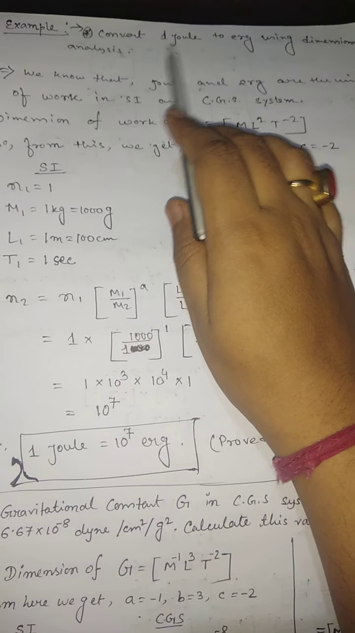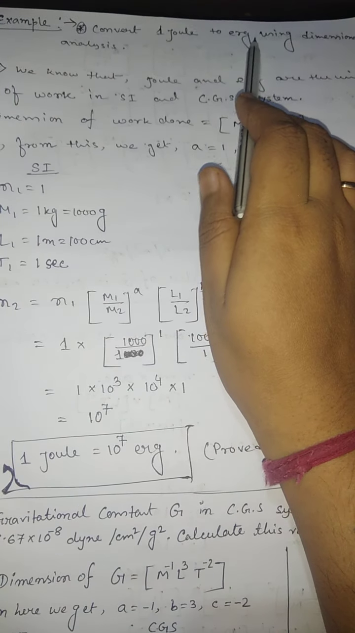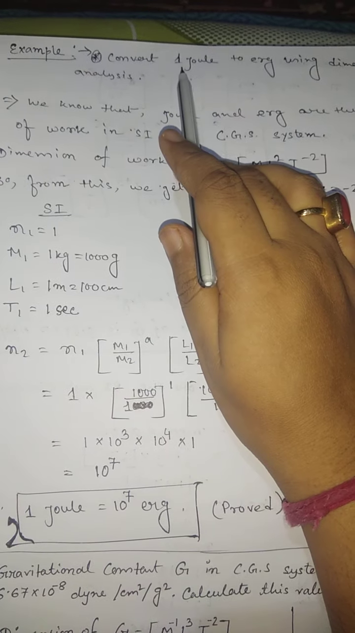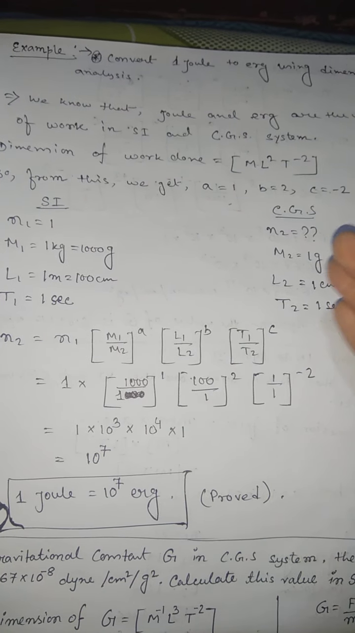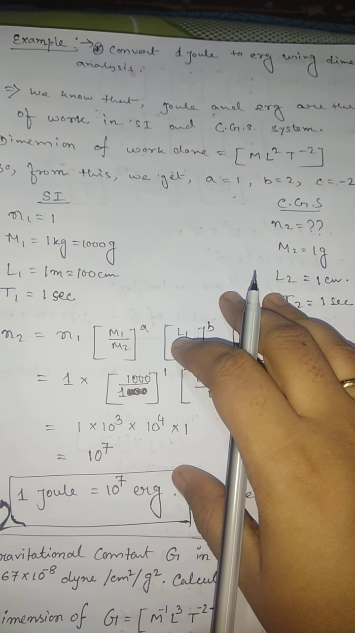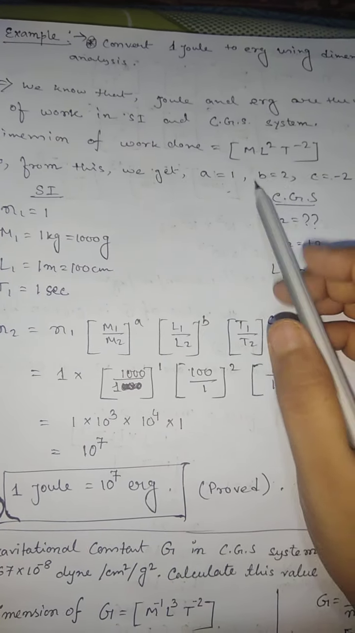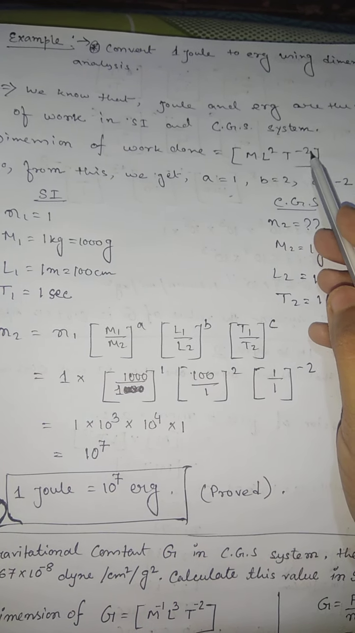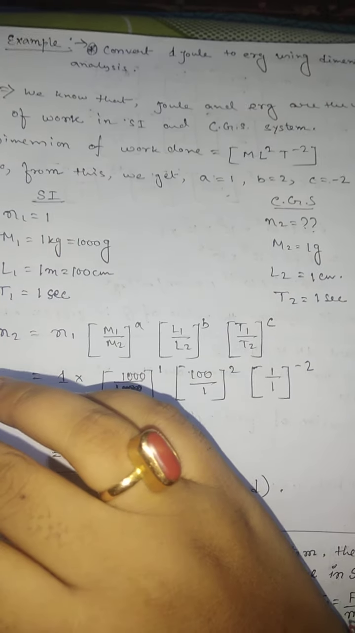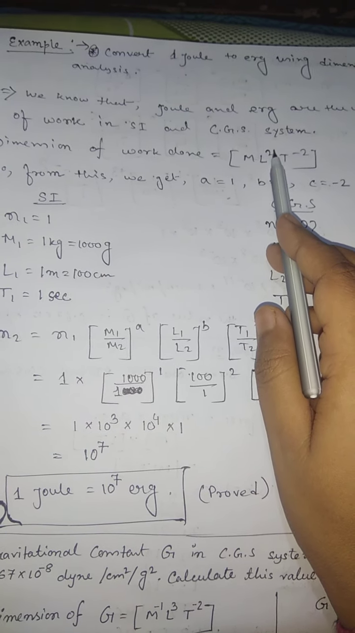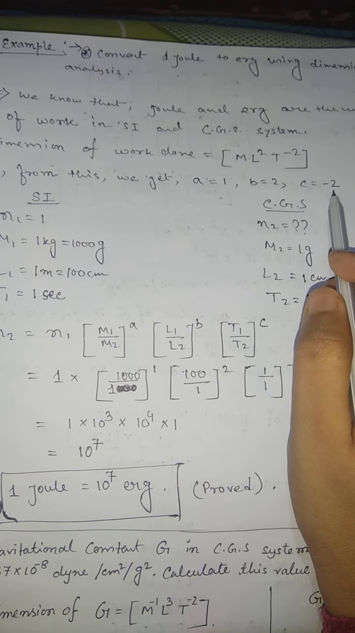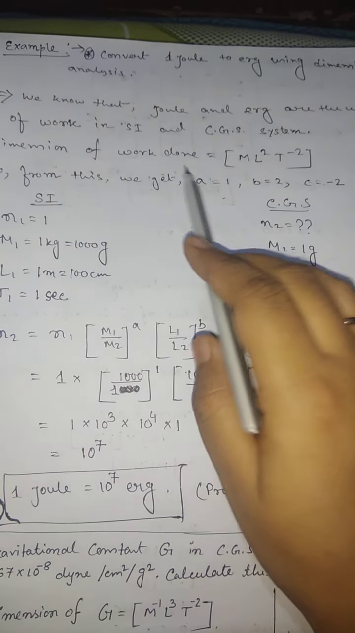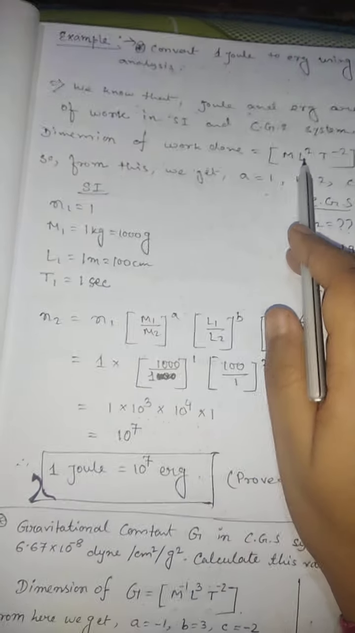First example, convert 1 joule into erg using dimensional analysis. We know that joule and erg are the SI unit and CGS unit of work. The dimension of work done is M L square T to the power minus 2. So if we compare with that equation, this is A, this is B, this is C. So A equals 1, B equals 2, C equals minus 2. So we get the value of A, B, C from this dimensional formula of work done.